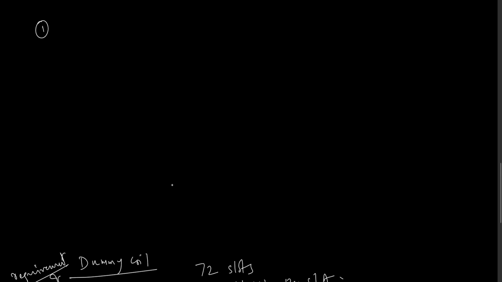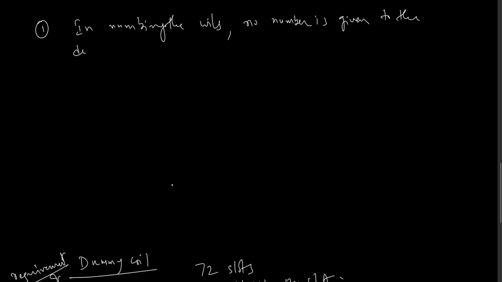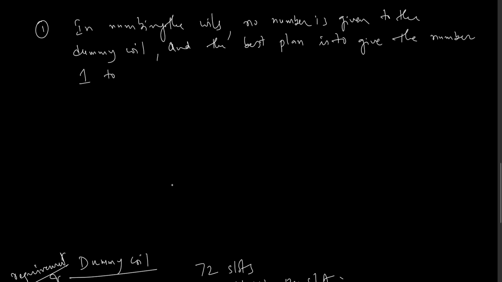So a few points in numbering. In numbering the coils, no number is given to the dummy coil, and the best plan is to give the number 1 to the coil next to the dummy coil.